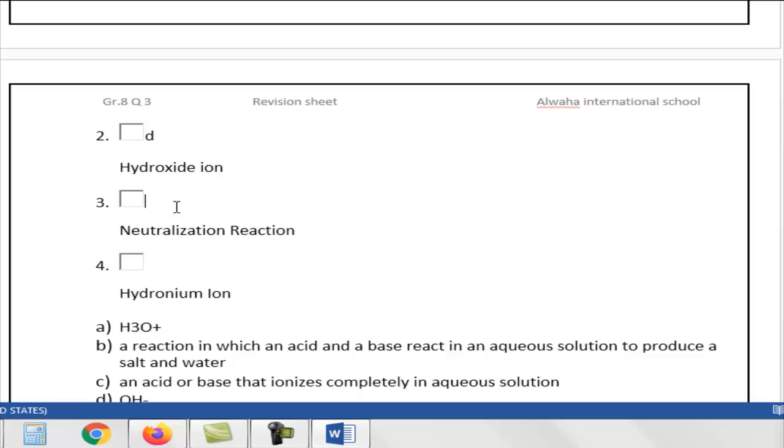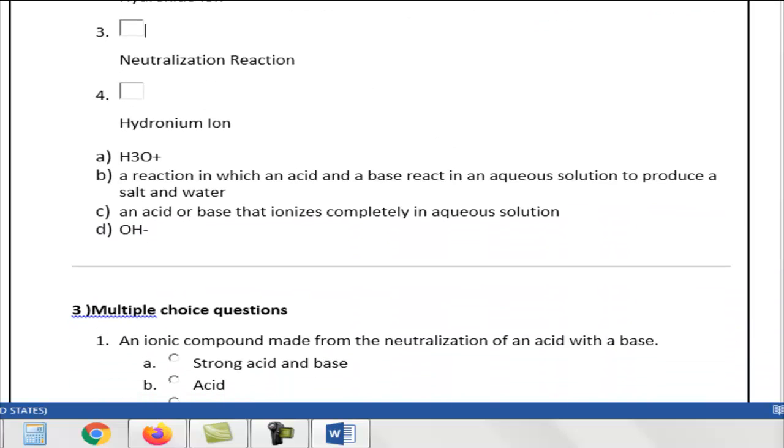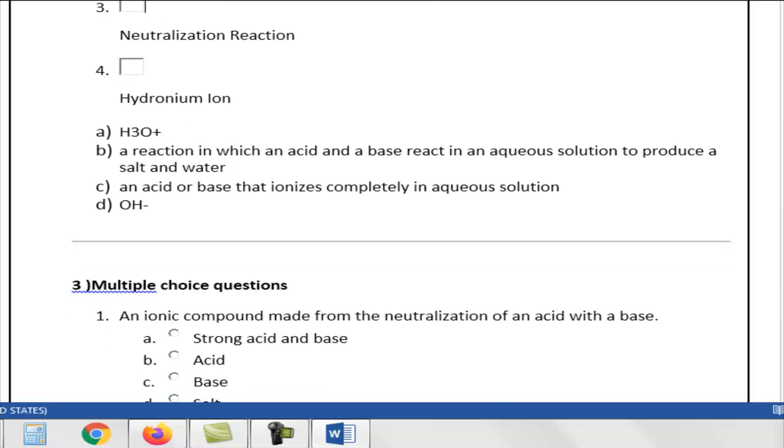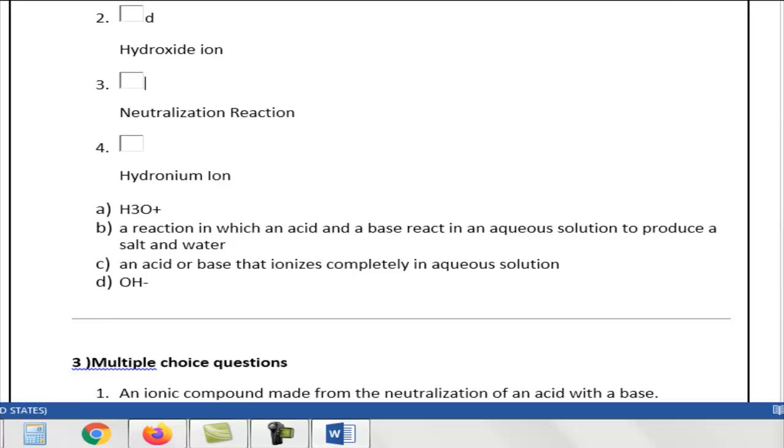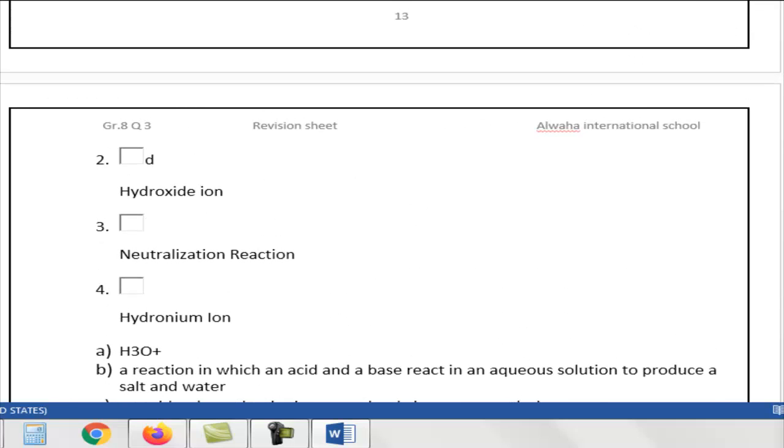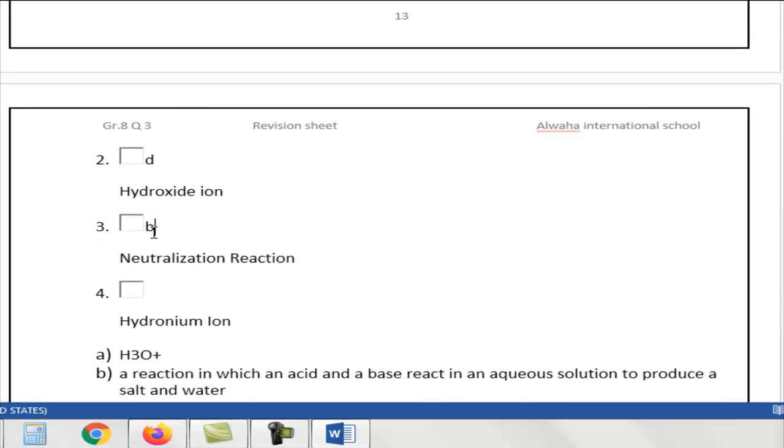Number three, neutralization reaction. It is a reaction in which an acid and a base react in a solution to produce salt and water. So it will be B. Number four, hydronium ion. It will be A.